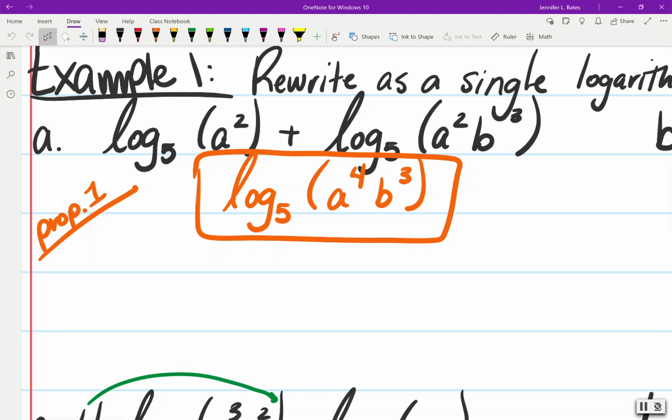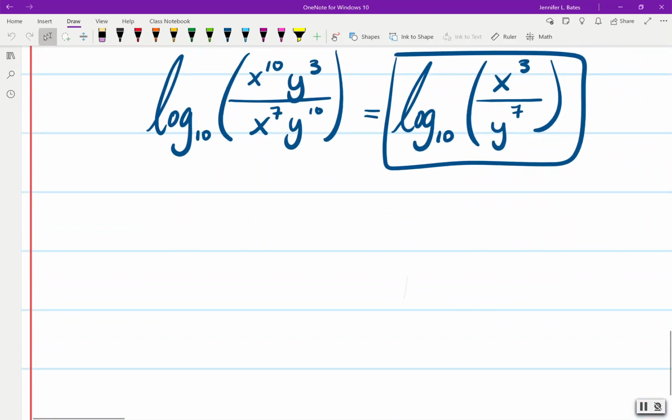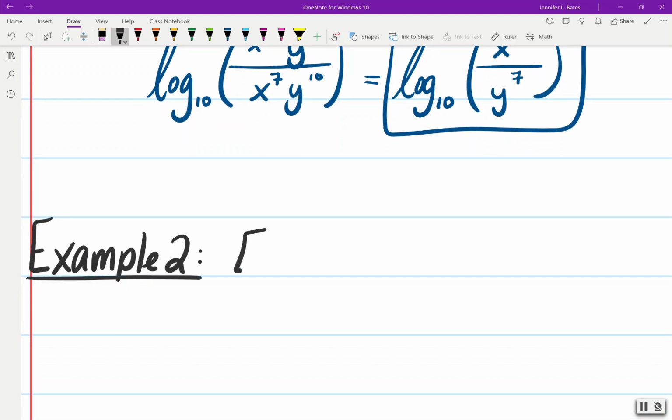What we're going to do in example 2 is work backwards and expand one log and write it as 2 or more. So now we're going to work backwards. So if we come on down, let's call this example 2. Example 2 says expand each expression.